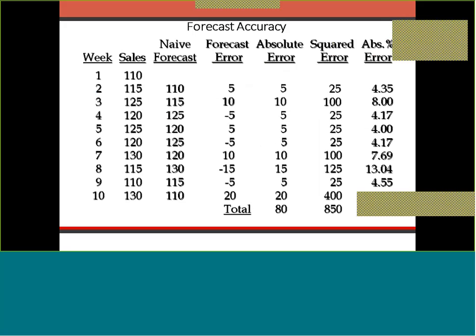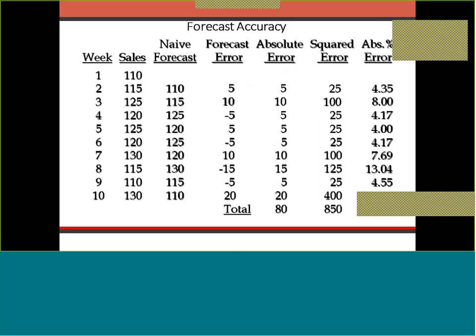So the first column is week 1 to 10. The second column is sales, because past data is given for 1 to 10. Now I want to forecast for 2 to 10 by using naive forecast method.